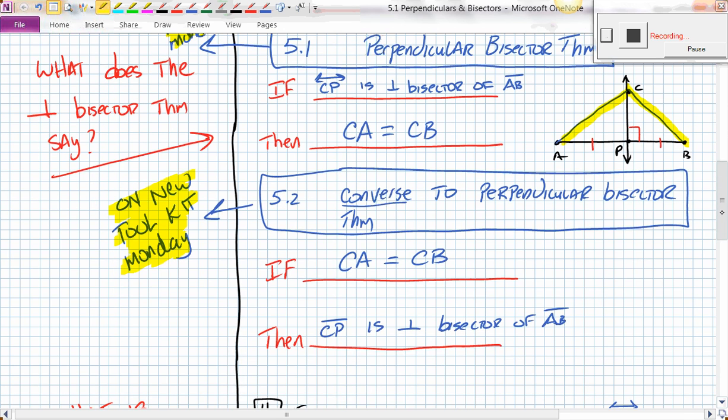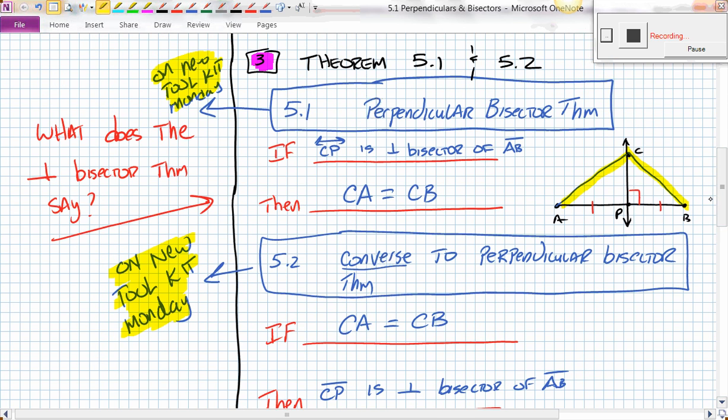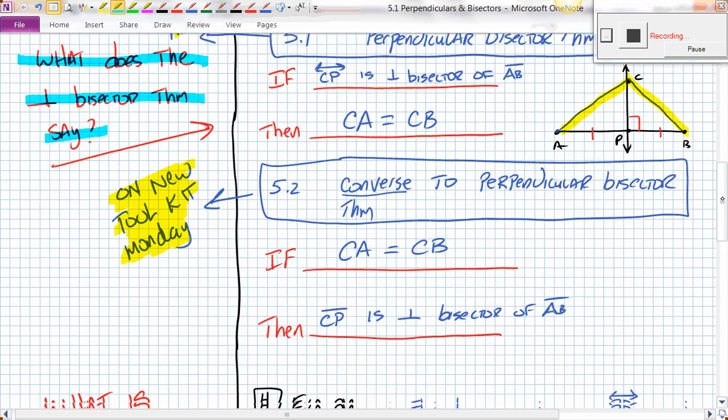Now, theorem 5.2 is the converse of that. The converse, of course, we learned back in chapter 2, I think it was, we switched the if and the then statements. So if we know that CA is equal to CB, then it must be true that CP must be the perpendicular bisector of AB. So we have those 2 rules, theorems. We're going to put them into our toolkit on Monday. I have a guiding question over here on the left-hand side. It says, what does the perpendicular bisector theorem say? Something you should look up and make sure you have in your toolkit.